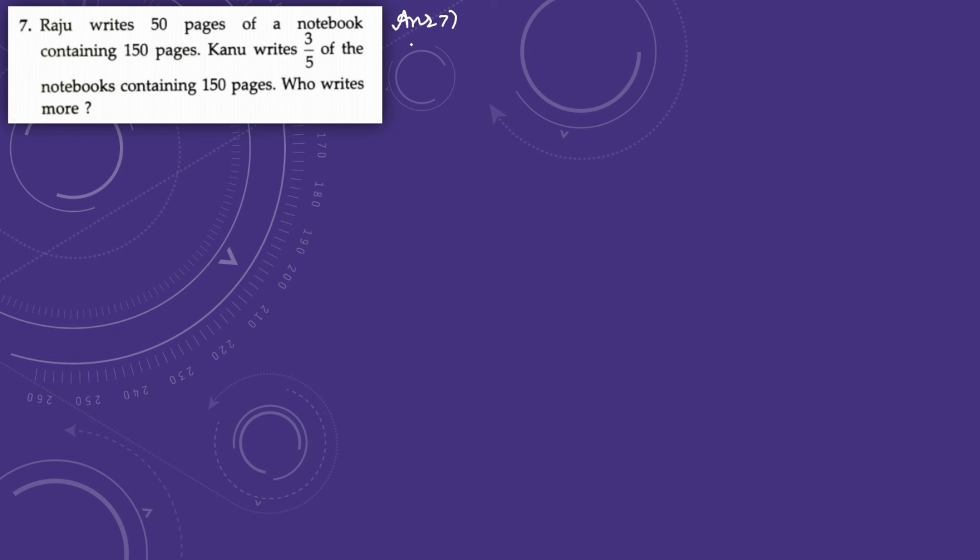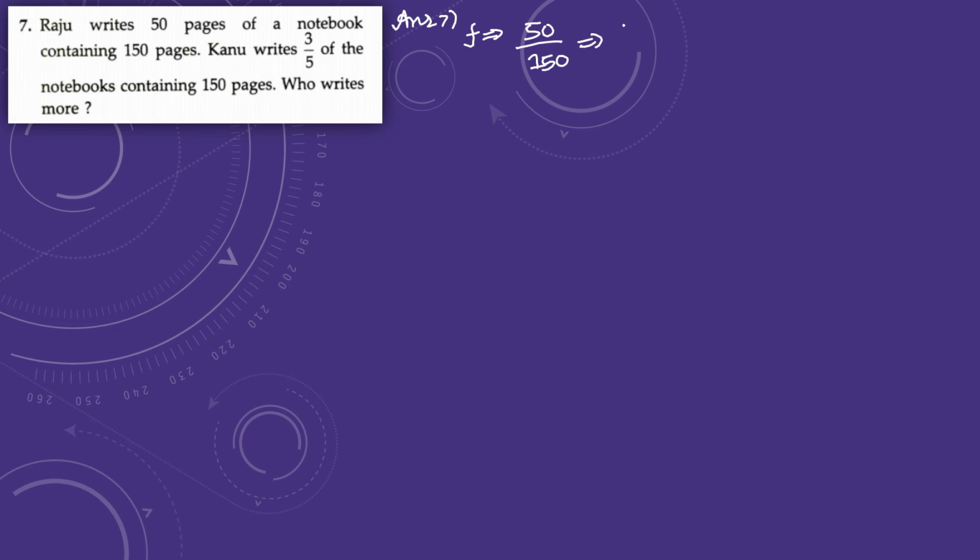Raju writes 50 pages of a notebook containing 150 pages. Kanu writes 3/5 of the notebook containing 150 pages. Who writes more? Simple, we have to compare the fractions. So the fraction of Raju would be 50 upon 150. That is the fraction of written pages divided by the total number of pages, that is, the total number of notebook pages.